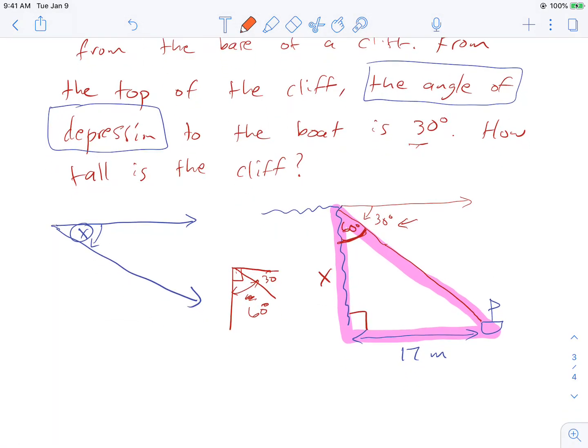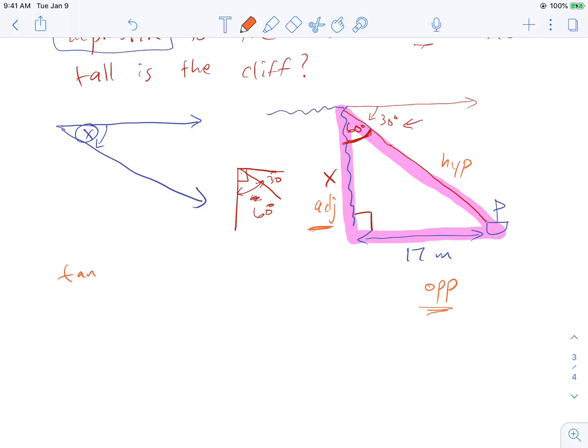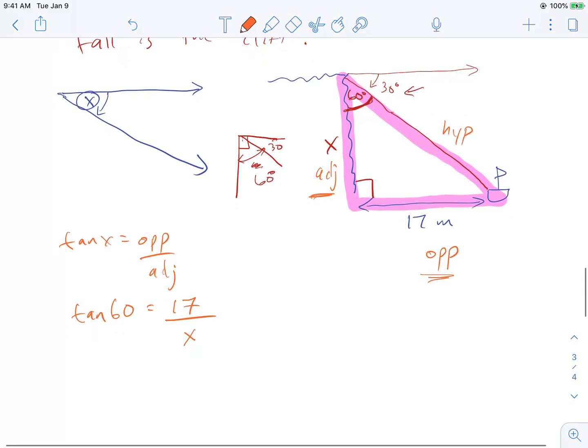So if this is my angle of reference, I can label this triangle. I'll say this is my hypotenuse, this is my opposite, and this is my adjacent. So I'm looking at adjacent and opposite. Which trigonometric ratio uses that? That would, of course, be tan. So we're going to use tan x equals opposite over adjacent. Tan of my angle, and my angle is 60, equals opposite, which is 17, over adjacent, which is x.